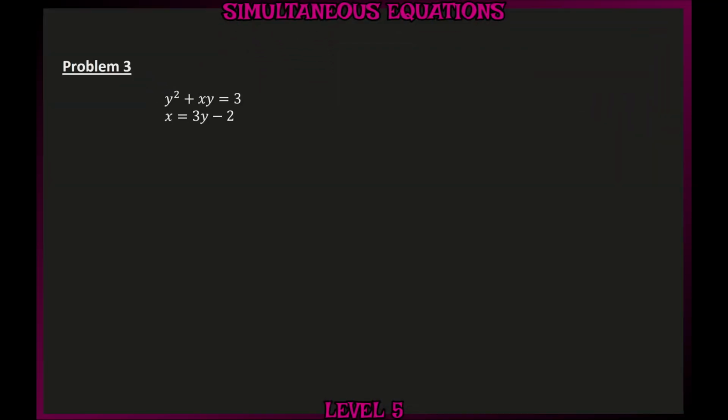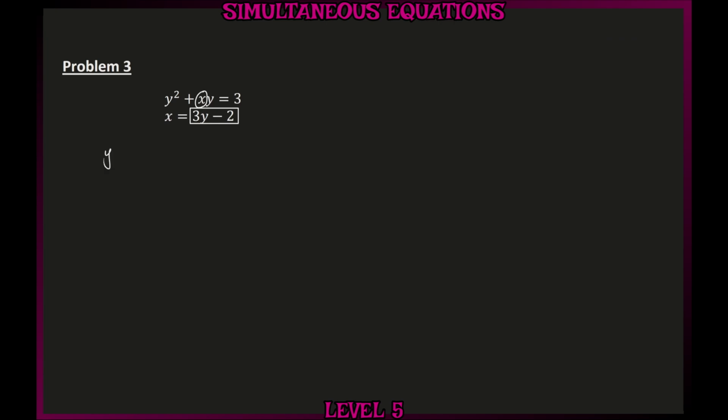In problem 3, we're solving y squared plus xy equals 3 and x equals 3y minus 2. Now again, the first equation here is non-linear and the second one is linear. So we need to solve these by substitution. And we're going to take the simplest equation, the second one, and since x is the subject, we can substitute x in the first equation with 3y minus 2 from the second equation.